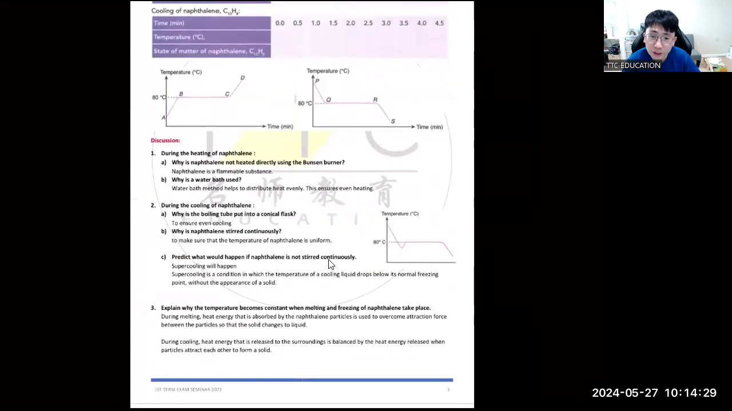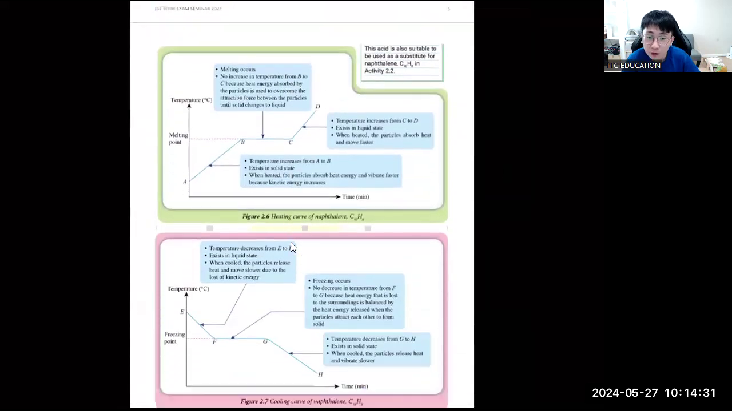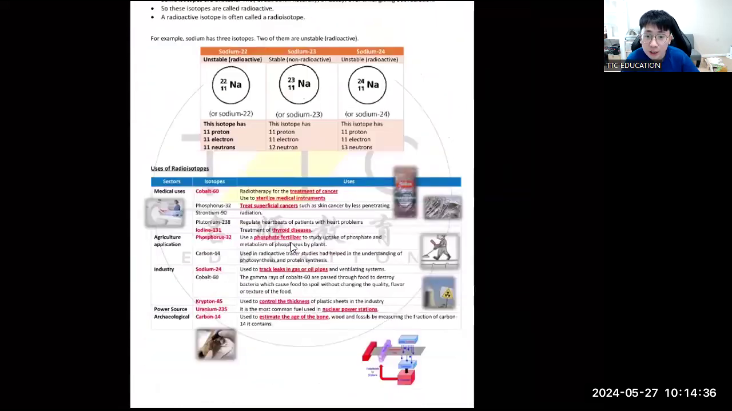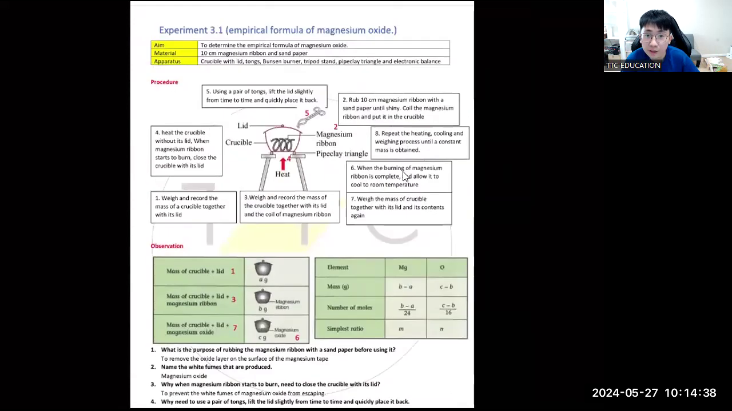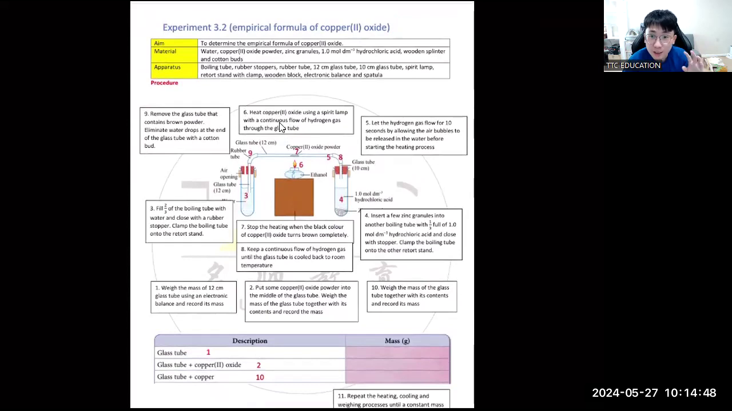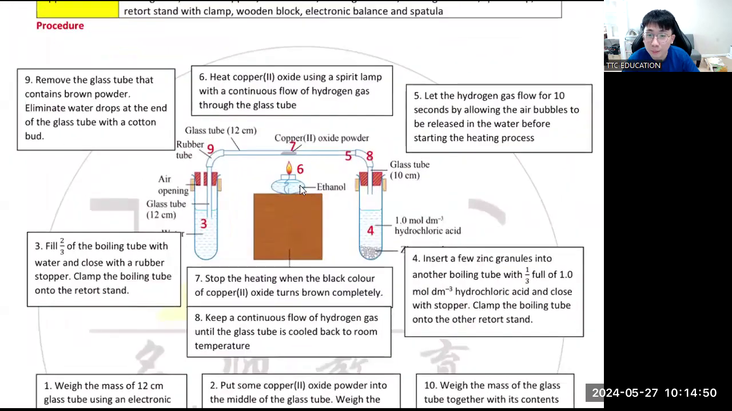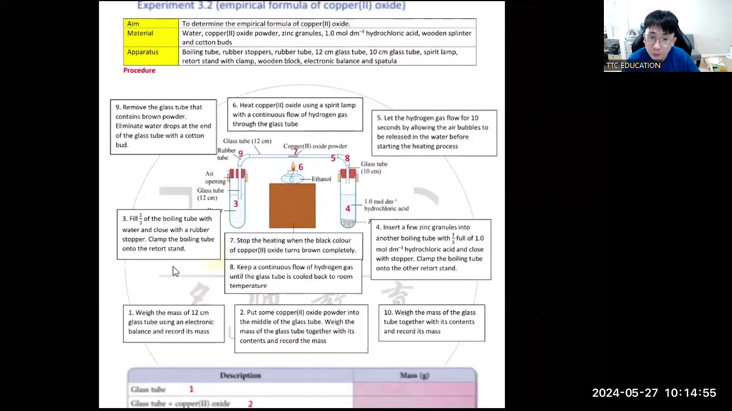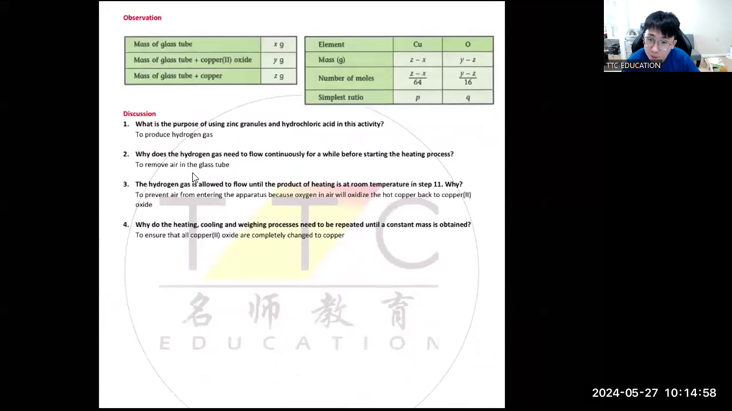But of course, going down, I've got discussion, procedure, observation and all this. Then in chapter 3 you will see the empirical formula. There are two: one is magnesium oxide, opening and closing the lid, and the second one of chapter 3 is copper oxide. Remember this: the burning of ethanol to heat up the copper oxide together with hydrogen gas. All the procedure and discussion are provided. The discussion is probably your exam question, so you have to go along with this.